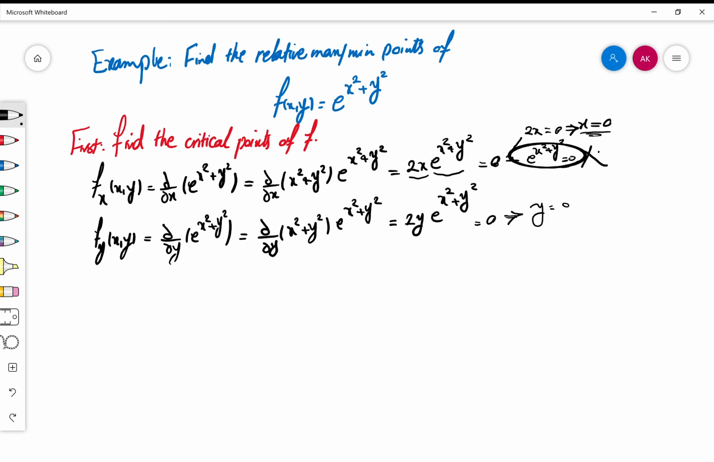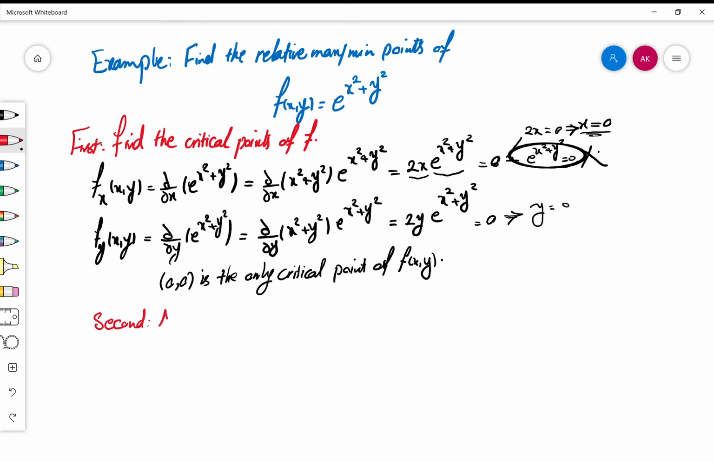Well, to wrap up the first part, we know that (0, 0) is the only critical point of f(x,y). Well, that's the first step. The second step is, well, apply the D-test.